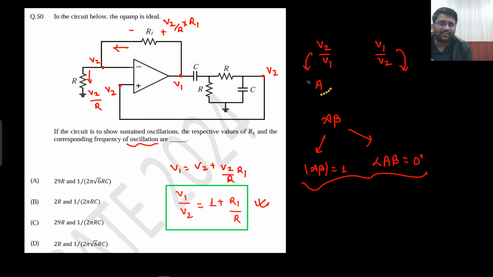So let's call this A, this beta. You can call it anything, it doesn't matter. Let's call this A, this beta. Okay. So the A value I have found out. Now I need to find out beta. So I need to go from here to here.